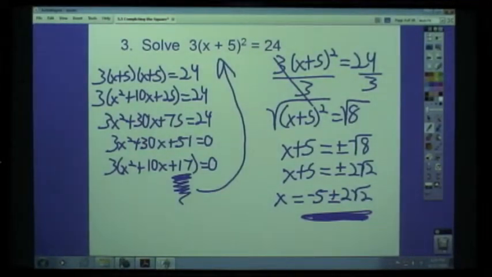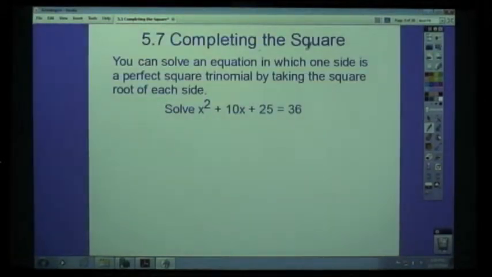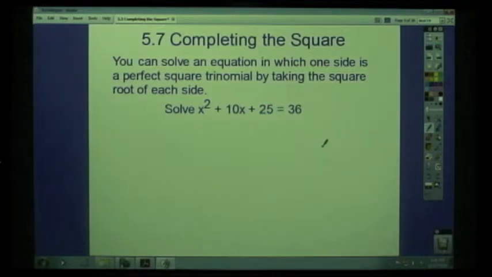So our goal today is going to be to get something that doesn't factor, like we had over here on the left, and make it look like the one that you see up here at the top. We're going to make it be a perfect square. This process is called completing the square. So this process of completing the square is going to be to make an equation be a perfect square on one side. So take a look at this guy.